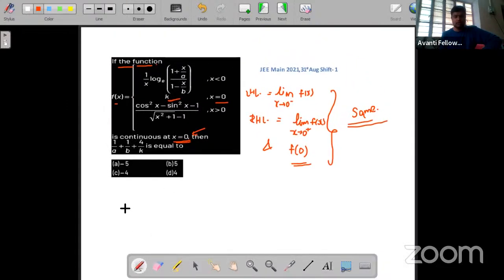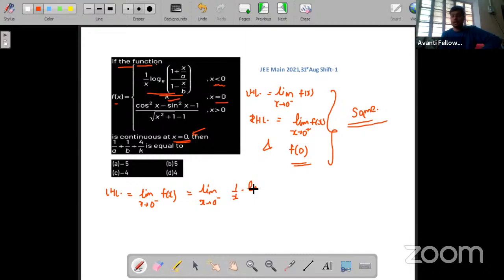Okay, so we have to only think about these values. So first of all we'll find LHL. LHL means limit x tending to 0 minus f of x. So which function we have to check? We have to use x tending to 0 minus, means negative value. Negative value function is only defined here. So this function we have to take. So limit x tending to 0 minus 1 by x ln of, because base is e. Okay, this is something upon something, right? M by n.